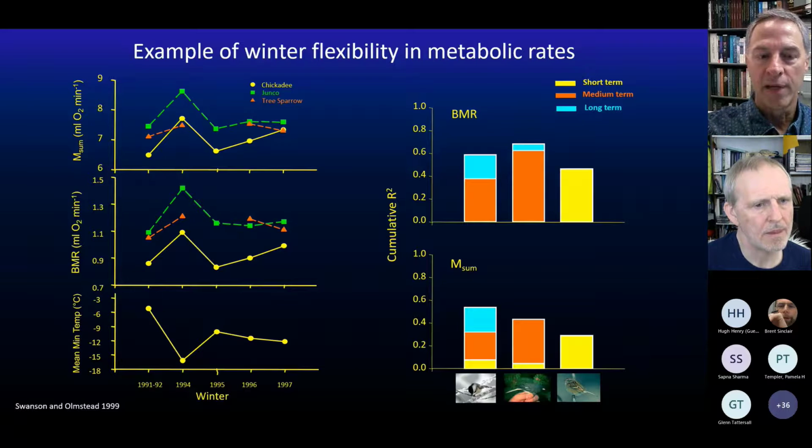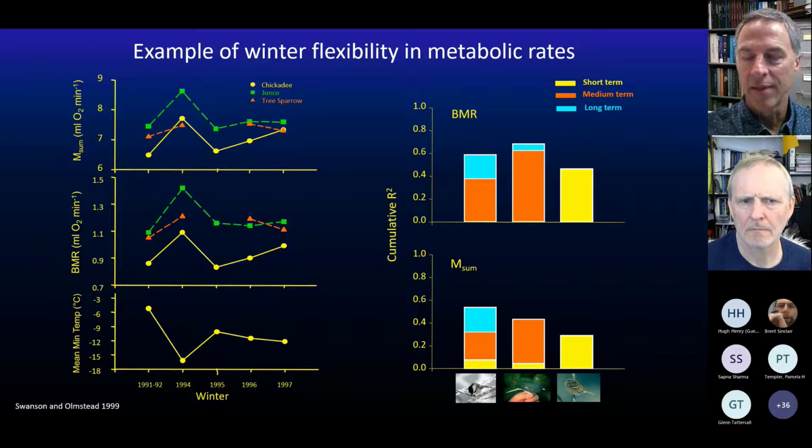And if you look at the basal metabolic rate and summit metabolic rates, essentially the patterns are mirror images of what you see in the minimum temperature. So birds in cold winters tended to have high metabolic rates. Birds in warm winters tended to have low metabolic rates.